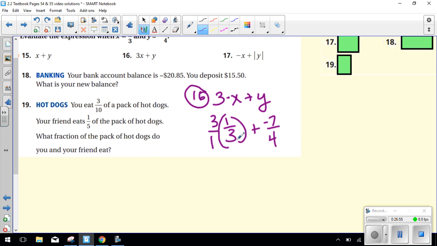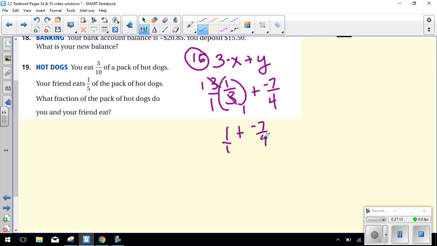So I can cross-reduce my 3's and turn them into 1's. This whole thing becomes 1 plus negative 7 over 4. And 1 is the same as 1 over 1 in a fraction. So between 1 and 4, my common denominator is 4. This guy doesn't change because the denominator never changed. 1 times 4 is 4.